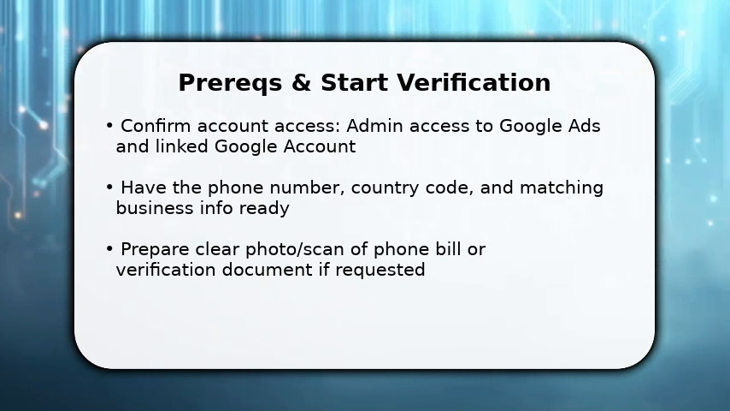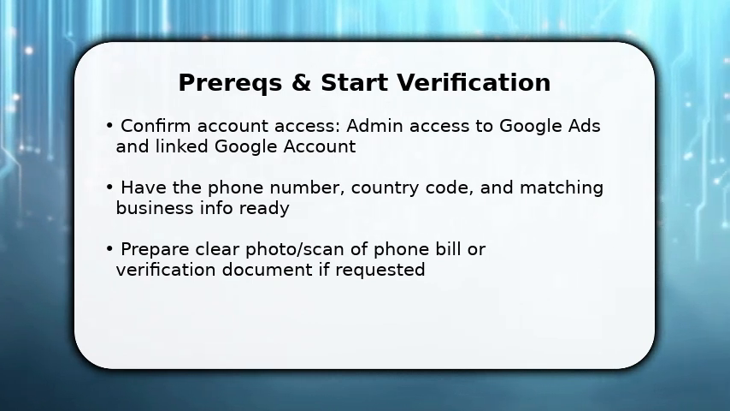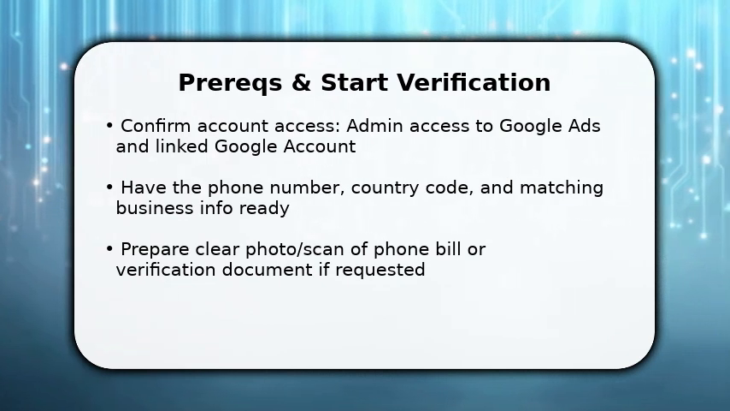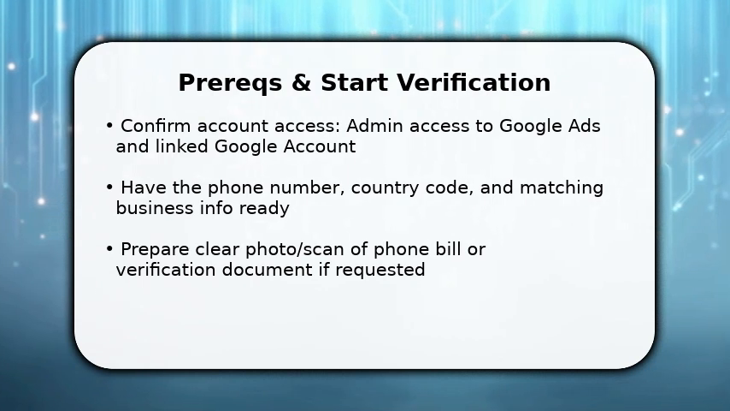Once done, trigger the verification flow under Contact Info and choose SMS or call. Stay on the screen and expect a 6-digit code. Enter the code immediately. Successful entry moves you to the next validation stage.